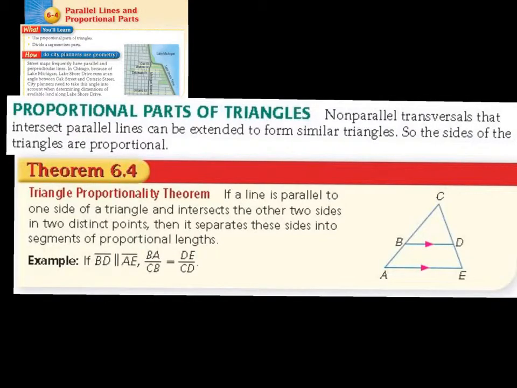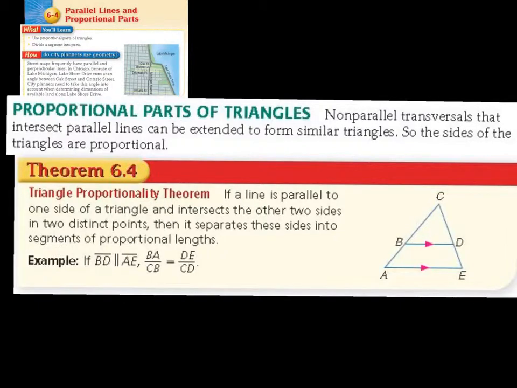Non-parallel transversals that intersect parallel lines can be extended to form similar triangles, so the sides of the triangles are also proportional. That's proved in Theorem 6.4, the triangle proportionality theorem. If a line is parallel to one side of a triangle and intersects the other two sides in two distinct points, then it separates the sides into segments of proportional lengths.